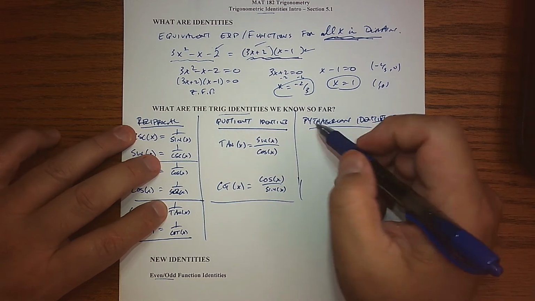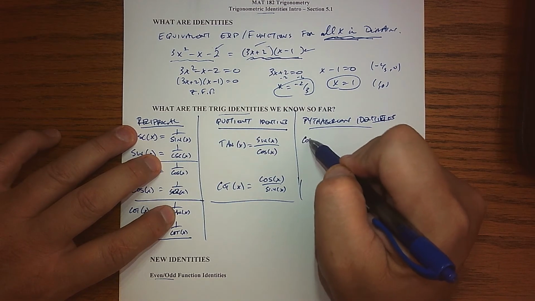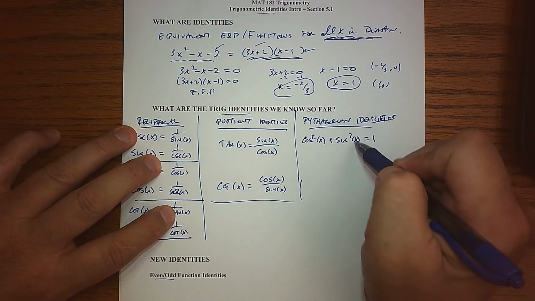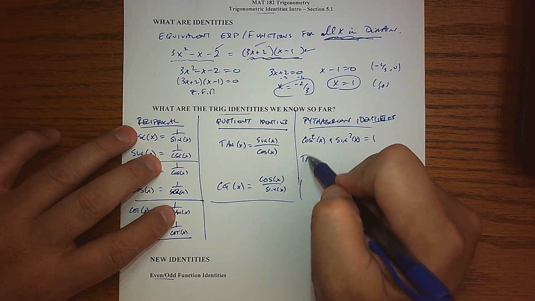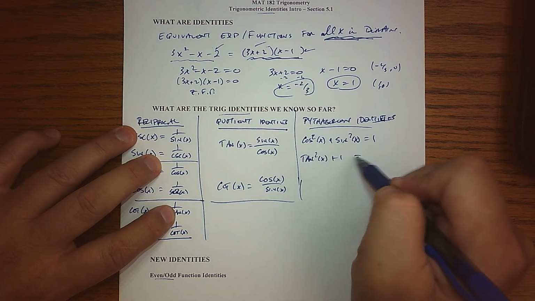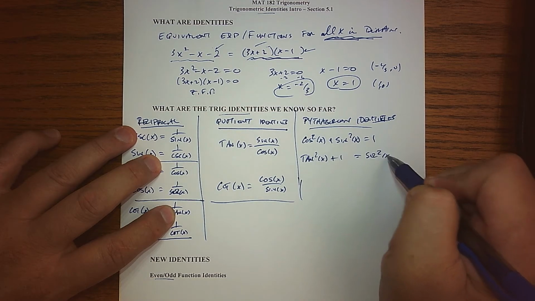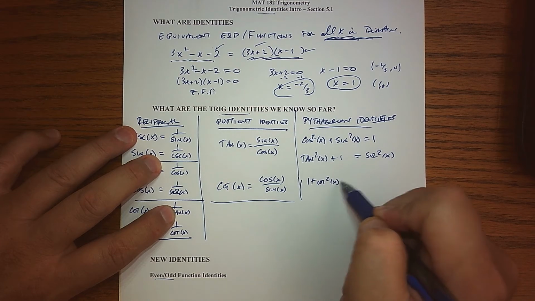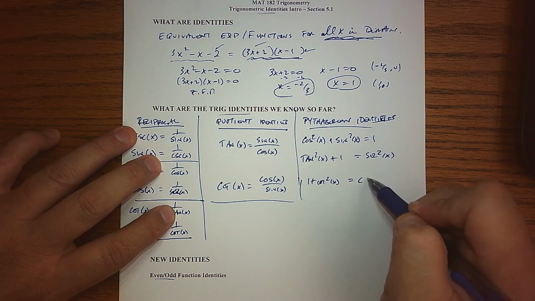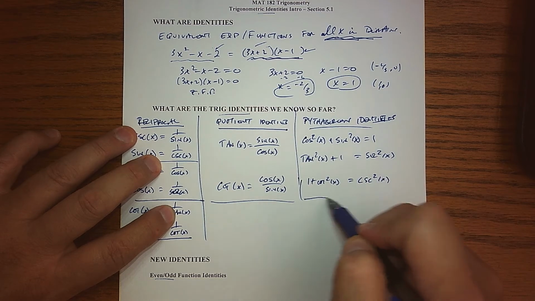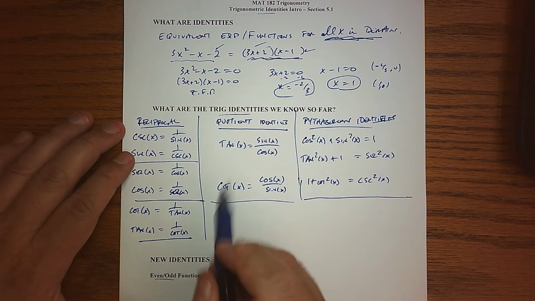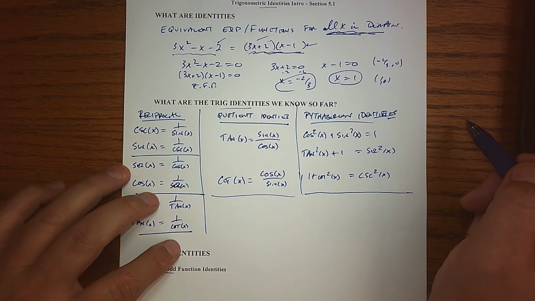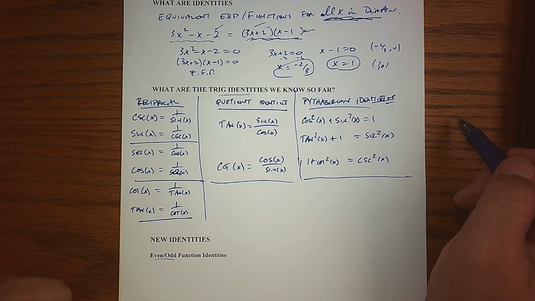Okay, the Pythagorean identities. The most famous one of them all is cosine squared x plus sine squared x is equal to 1. The other two are tangent squared of x plus 1 is equal to secant squared x, and 1 plus cotangent squared x is equal to cosecant squared x. So those are the big ones we've used. I think we've had an opportunity to use a lot of the reciprocal and the quotient, and we have used the Pythagorean identity from time to time, and we're really going to need them big time.